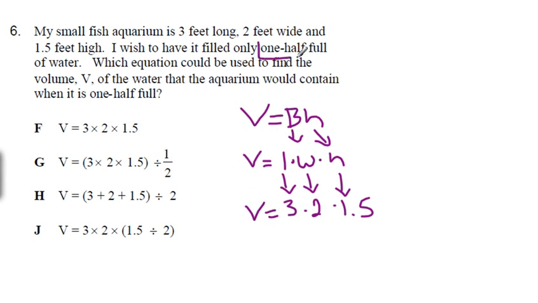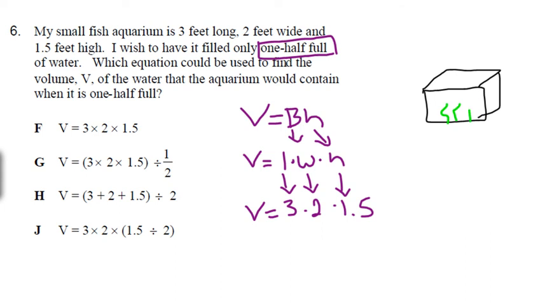But what's important here is it says it's only filled half full. So if you had your fish tank here, okay, here's your tank. It's got some plants in it. And a fish. Oops. If that's our aquarium, what we figured out here, this 3 times 2 times 1.5, that'll give you the volume of everything here. But we don't want that. We want the volume of the water, and the water only goes halfway up the tank. Sorry, fish, you're out of the water.